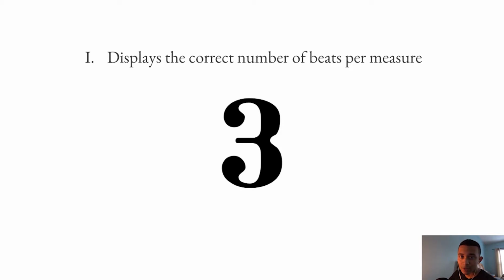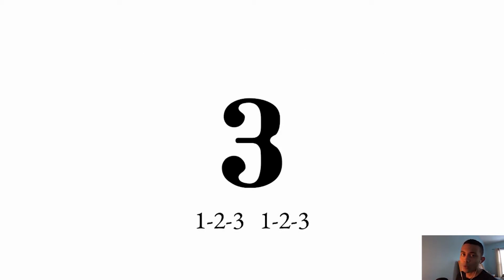So this number displays 3. So when we count 1, 2, 3, 1, 2, 3, 1, 2, 3, 1, 2, 3. See, each time we count and we go back to 1, we're starting a new measure. So in the PowerPoint example, that's 2 measures of counting in 3.